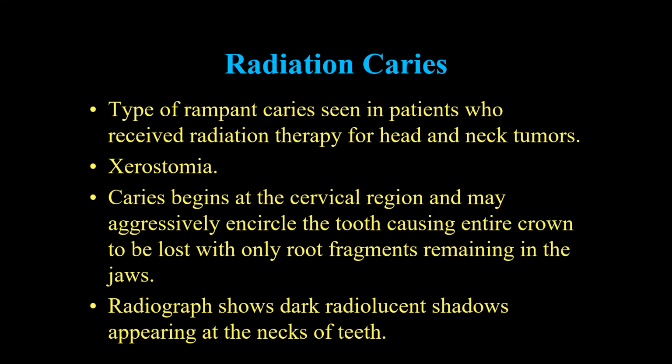So this caries usually begins at the cervical region and it aggressively encircles the tooth, and this causes the entire crown to be loose with only root fragments remaining in the jaws. So they appear as dark radiolucent shadows at the neck of the teeth. So this is the image showing radiation caries at the neck of the tooth.